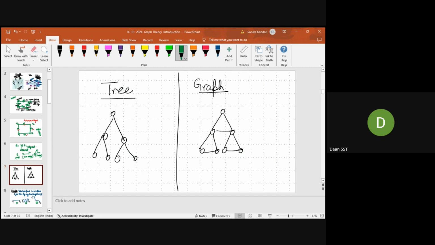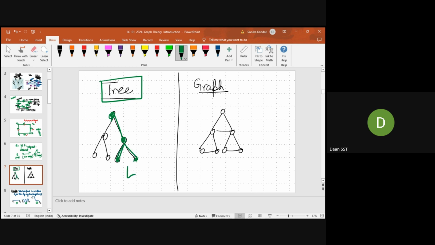Have you read data structure earlier? Have you heard of data structure? Yes, ma'am. So you might be knowing tree. Yes or no? Yes, ma'am. So this is a tree. Fine.